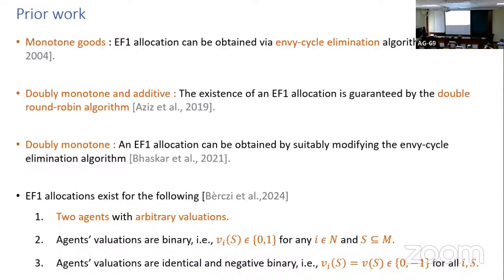This is a recent work which shows that EF1 allocation exists for the following cases. When the instance has two agents and their valuations are arbitrary. When agents' valuations are binary, that is, for any subset, any agent has value either 0 or 1. We call these positive binary. And when agents' valuations are identical and negative binary. Since the agents are identical, we can drop the subscript, so v(S) can take either value 0 or -1.